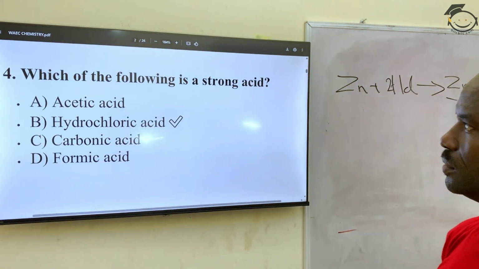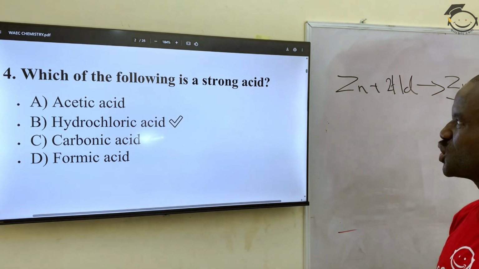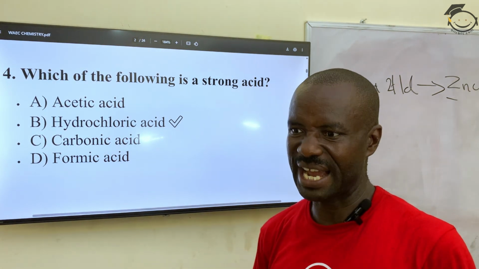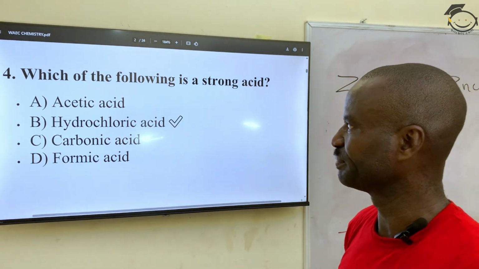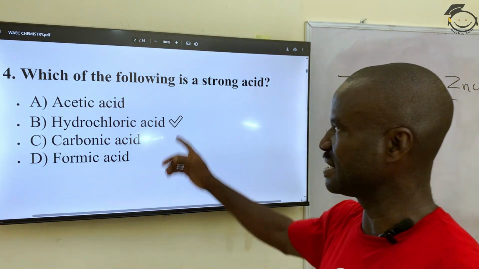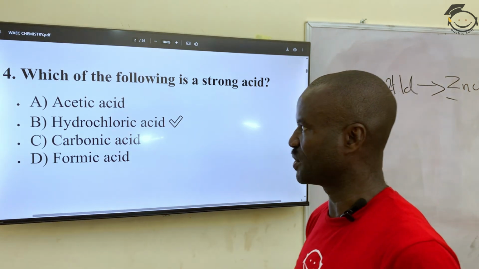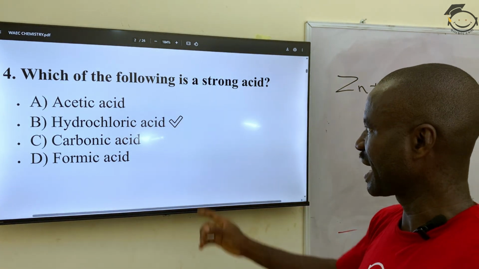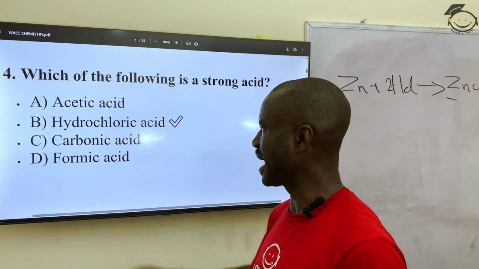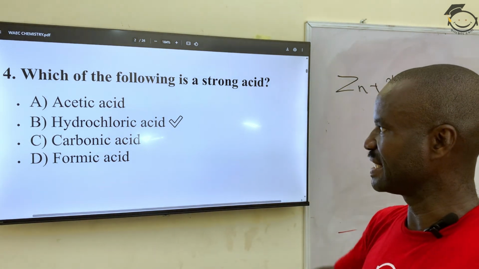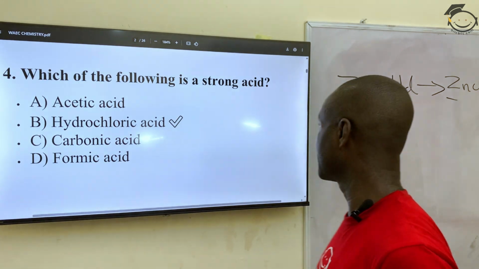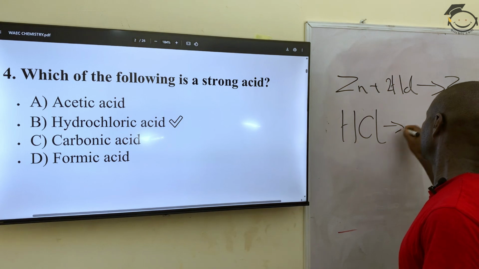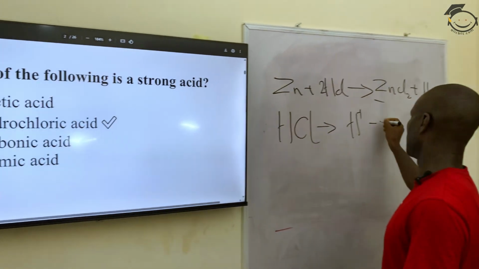Question 4. Which of the following is a strong acid? We said a strong acid is an acid that can dissociate so easily. A, acetic acid. No, this is a weak acid because it's an organic acid. B, hydrochloric acid, C, carbonic acid, D, formic acid. The correct answer is hydrochloric acid, HCl, because it can easily dissociate into hydrogen ion plus chloride ion.